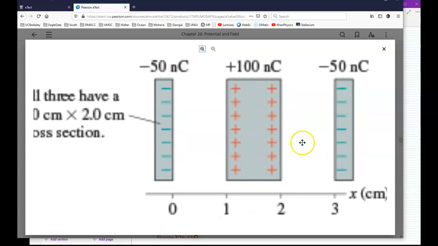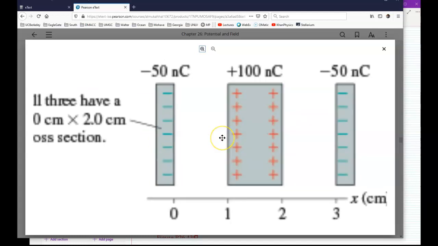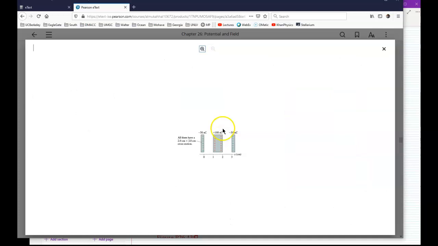All right, so what you have in here are three capacitors. This one is negative 50 nanocoulomb, this one is 100 nanocoulomb, this is negative 50, and that is the x-axis right here. This is located at 0. Look where the location of it is: x equals 1, x equals 2, x equals 3 centimeters right there. So that's basically the picture that we have. Let me go back to the problem now.